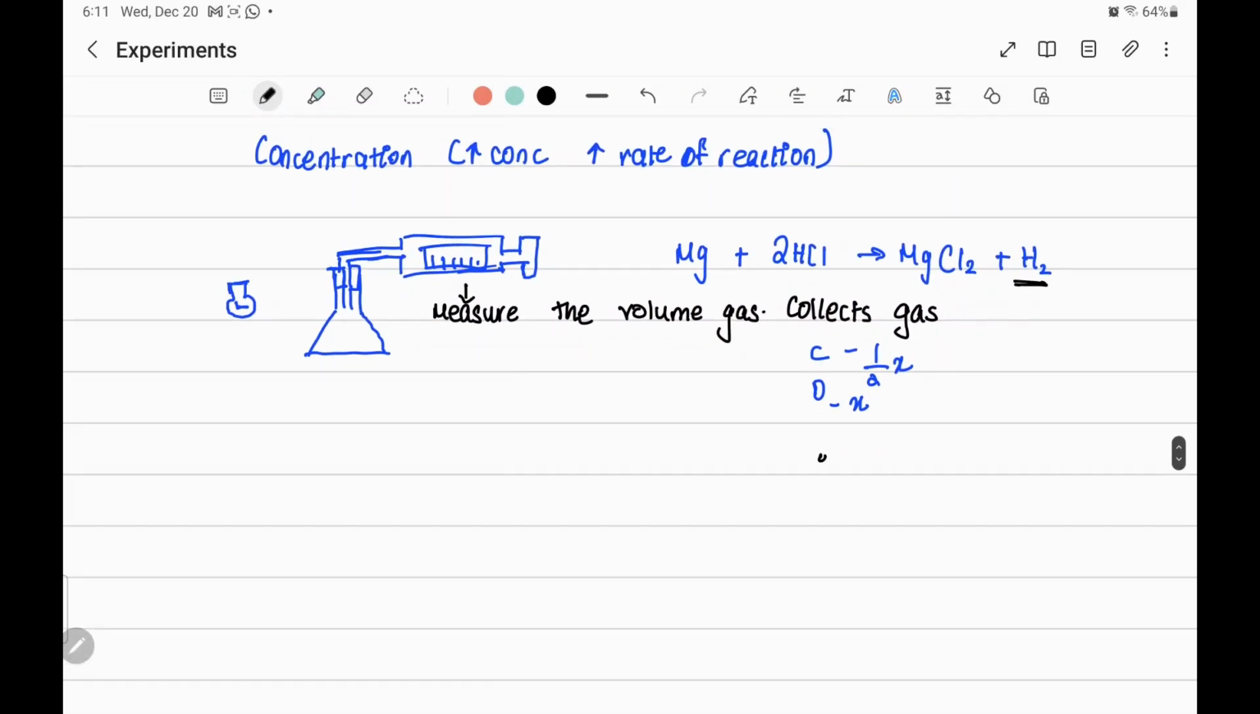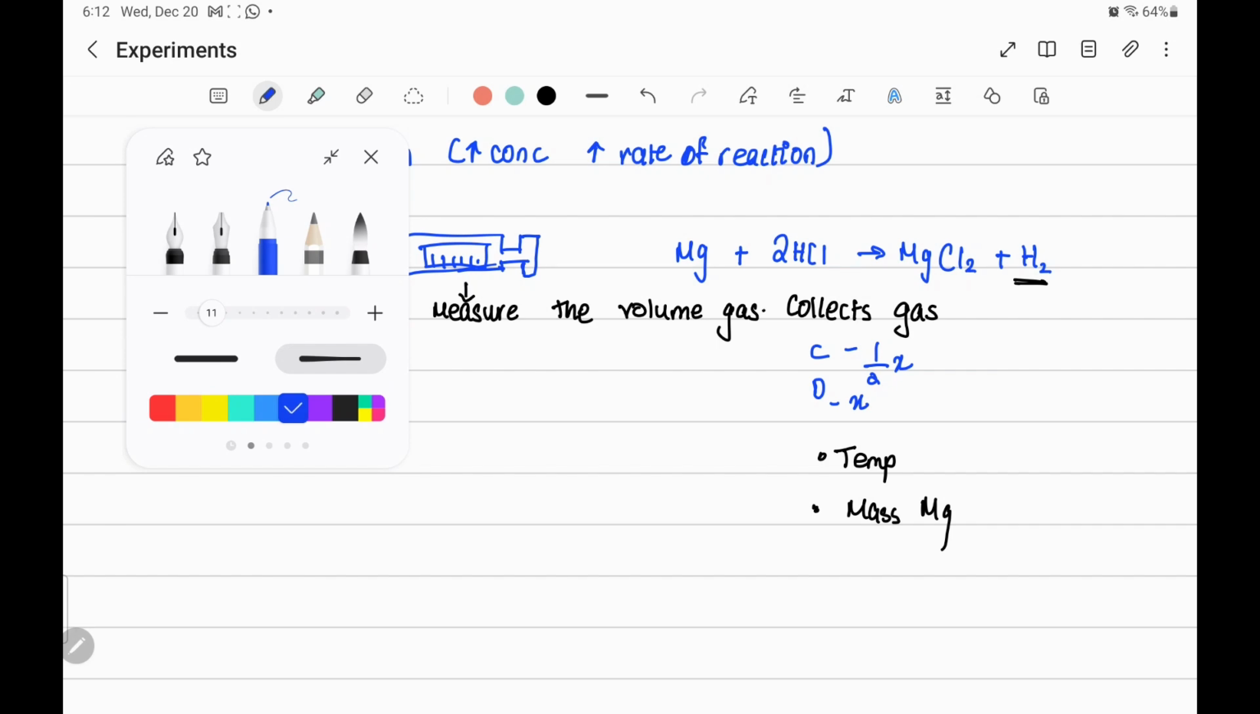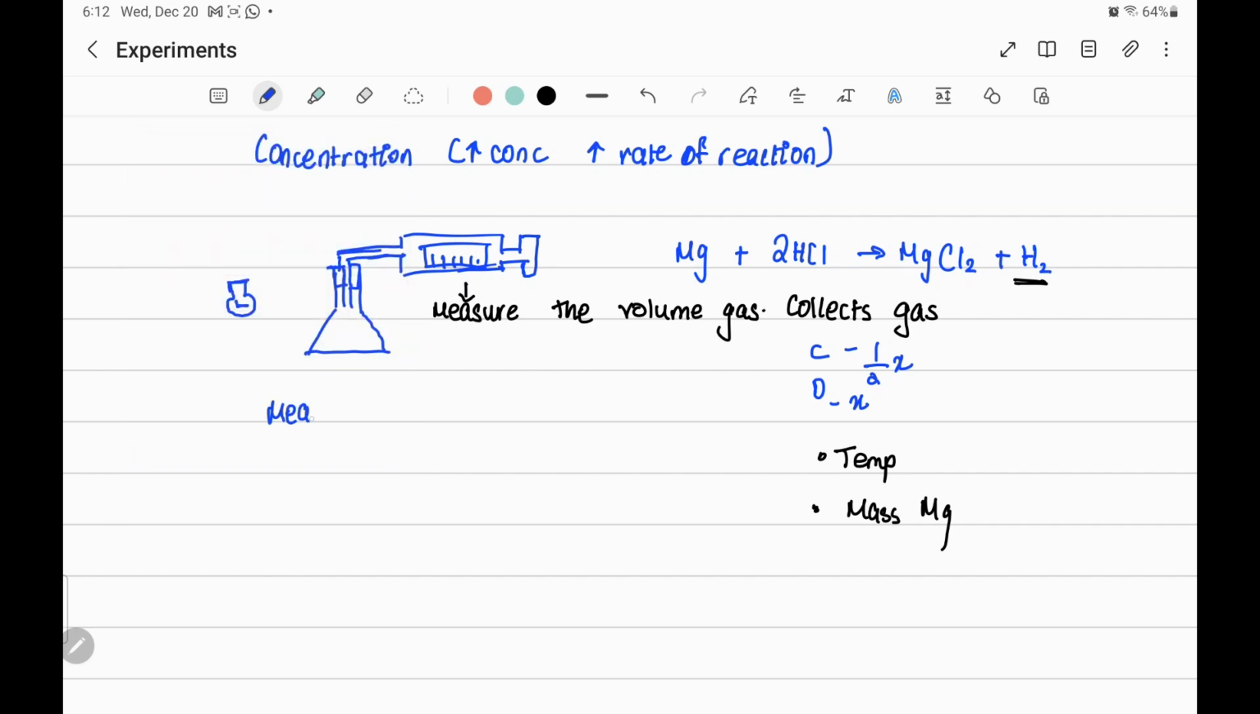The same thing applies here. Ensure that your temperature of acid remains the same when you perform the experiment twice. Ensure that the mass of Mg, magnesium, that you are using is the same. Alright, so it's purely simple, this experiment. What you're going to do is you're going to measure the volume at regular time intervals.